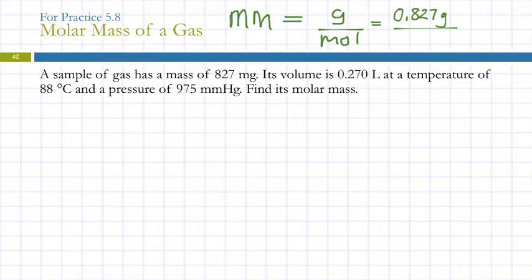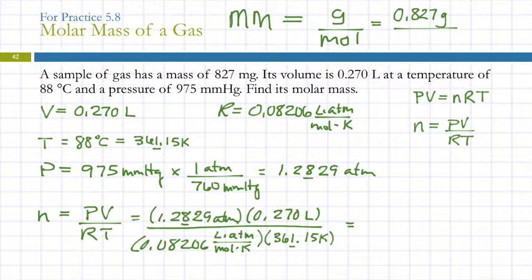How many moles of gas? I can find it using which equation? PV equals nRT. So, PIV-NERT, right? The ideal gas law, PV equals nRT. Okay, so 1.2829 times 0.270 divided by 0.08206 divided by 361.15 equals, and I'm getting a number of moles at 0.116. This is going to have 3 sig figs, and then 88, 2 extra digits, that many moles.